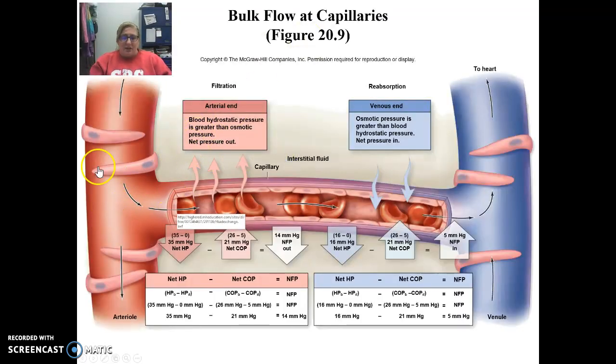So here's a picture of what that looks like. Here's the arterial end, where we have more fluids leaving. Here we have about 35 millimeters of mercury of hydrostatic pressure pushing fluids out. We have about 21 millimeters of mercury pulling fluids back in. What that means is we have approximately 14 millimeters of mercury net between the two, which means fluid moves out.